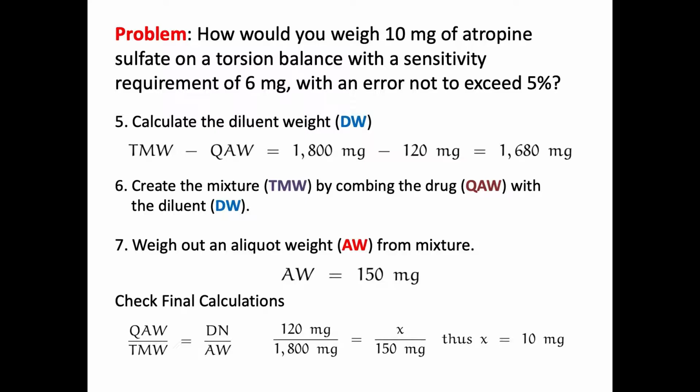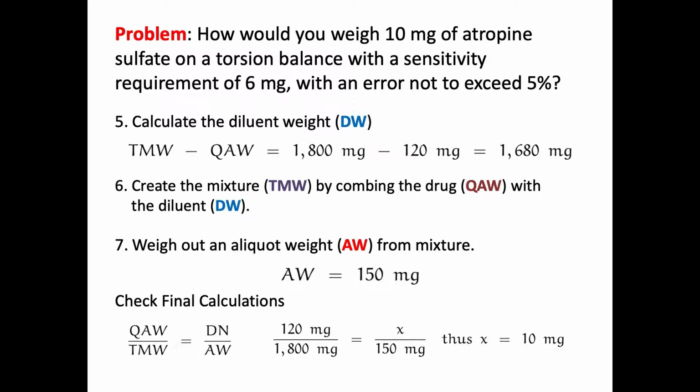So step 6, in actuality, is that we would then mix those. We would take our 1,680 milligrams of diluent and mix it geometrically with our 120 milligrams of drug. So mix the quantity to actually weigh with the diluent weight. Mix that together. That creates this total mixture weight. Then, step 7, weigh out the aliquot weight. But don't get those confused. The aliquot weight we established was 150 milligrams. And you're done. 150 milligrams of the powder out of that total mixture will give us the amount of drug we need.